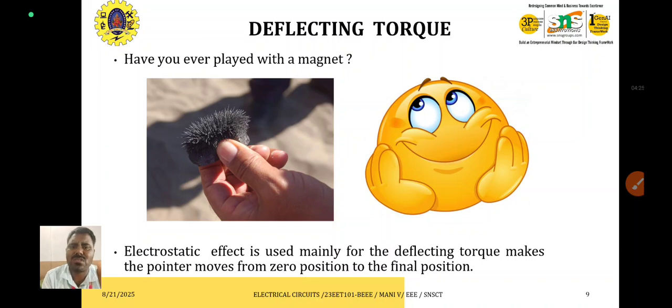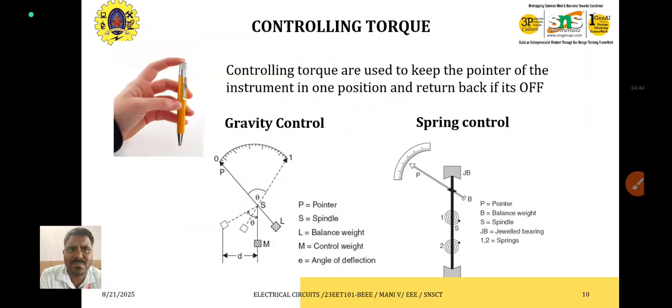Here the deflecting force is operated by the current or voltage, depending on whether it is an ammeter or voltmeter. It is used to deflect the pointer from the initial position, zero, to its final position.